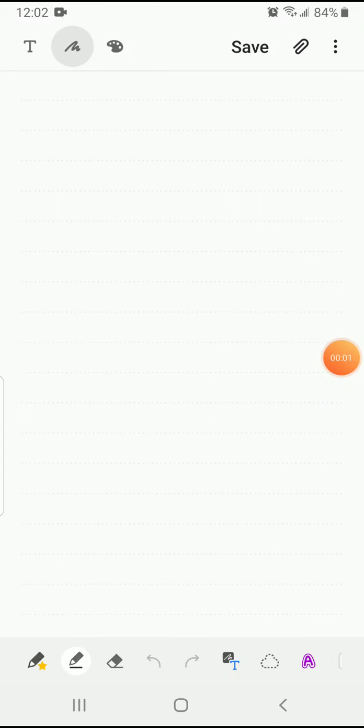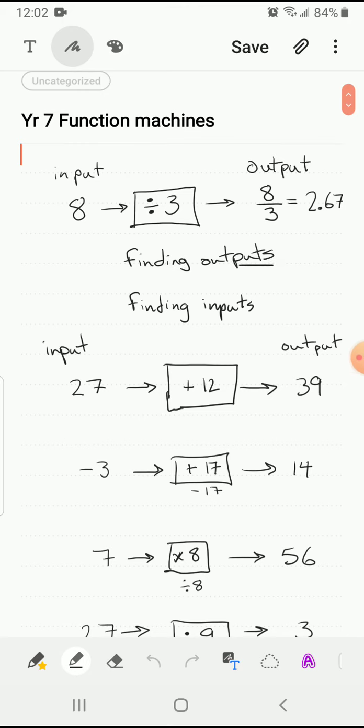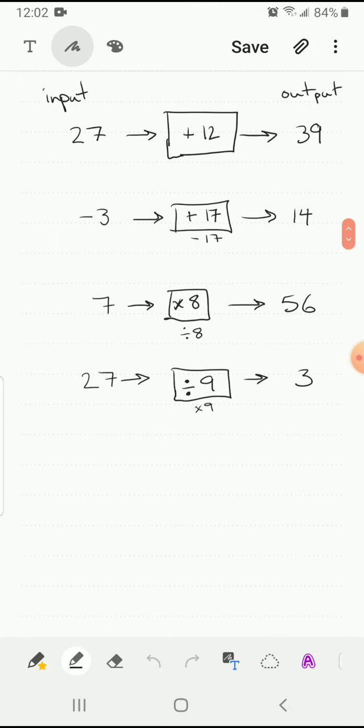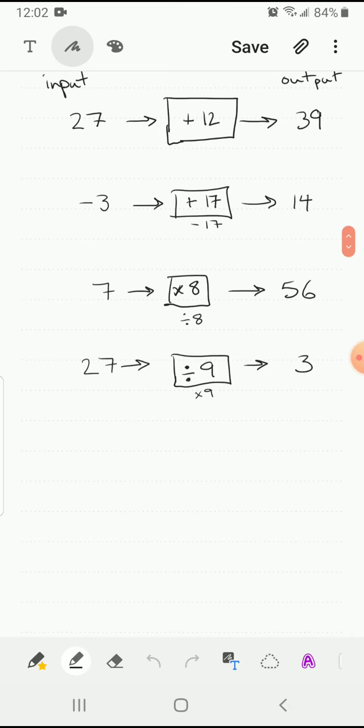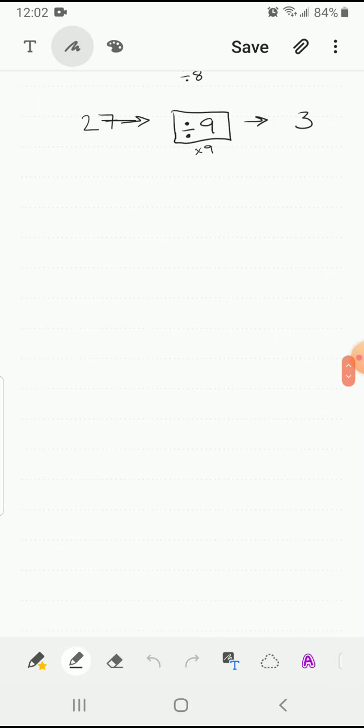Right, year 7. So if you remember, we're doing function machines, finding outputs and inputs. Okay, so we went through a bunch of examples of these function machines.